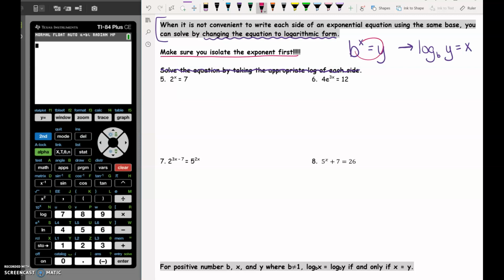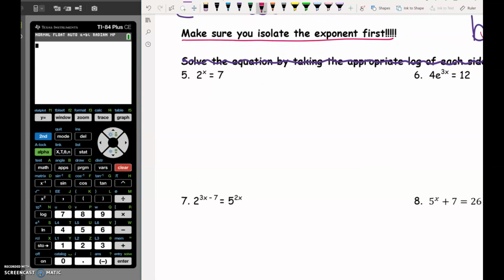So in number 5, 2 to the x equals 7. 2 to the x, that's where the exponent is. It's completely by itself. So we are going to switch forms. We're going to take the log ride. Woo! Rewrite that as log base 2 of 7 equals x.